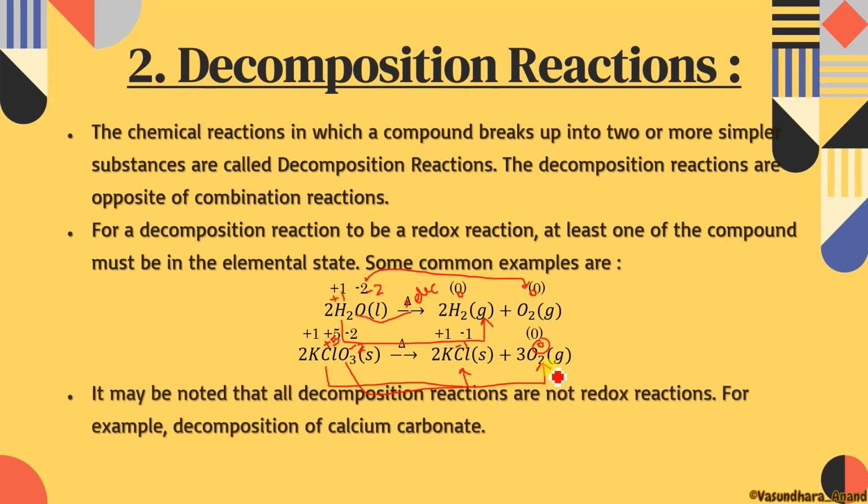It may be noted that all decomposition reactions are not redox reactions. For example, decomposition of calcium carbonate. If you see the calcium carbonate, the oxidation state of calcium never changes. So it is +2, carbon is +4, and oxygen is -2. Just calculate it, you will get all the oxidation states, isn't it?